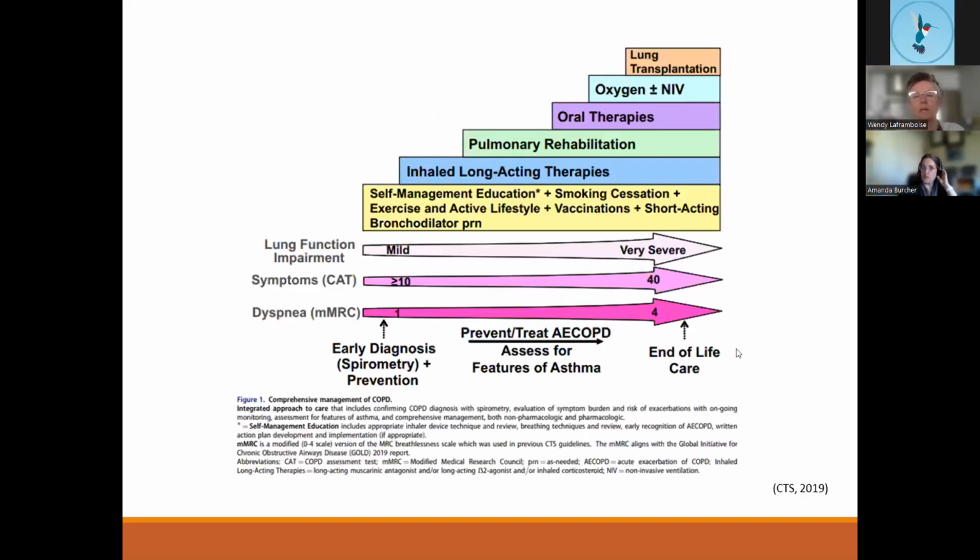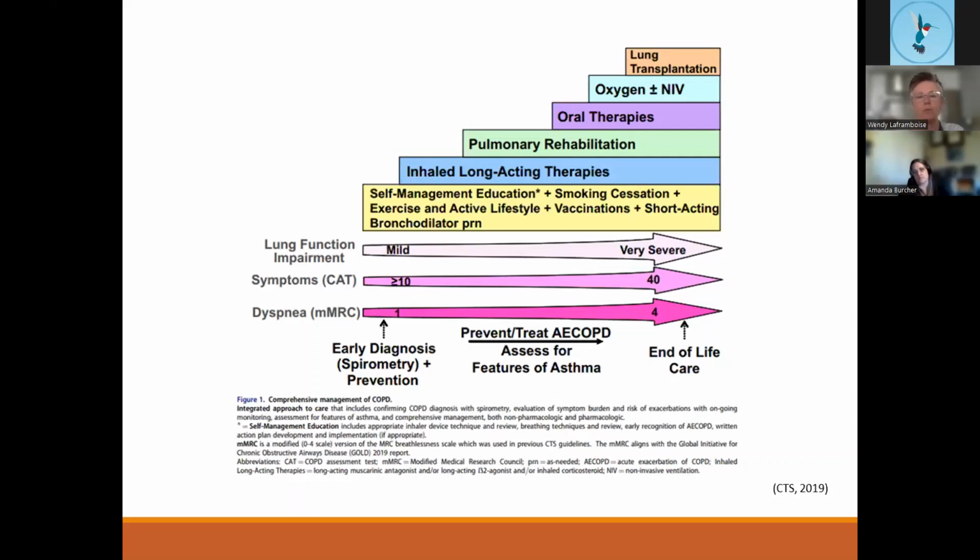So this is a good stepwise approach by the Canadian Thoracic Society to demonstrate how to manage the COPD population. So essential to managing a COPD patient is early diagnosis. The gold standard for diagnosing a patient with COPD is either spirometry or pulmonary function tests. And then once the pulmonary function test confirms the diagnosis, then it's a good idea to start using some tools to monitor disease trajectory, symptoms, symptom burden, and lung function.